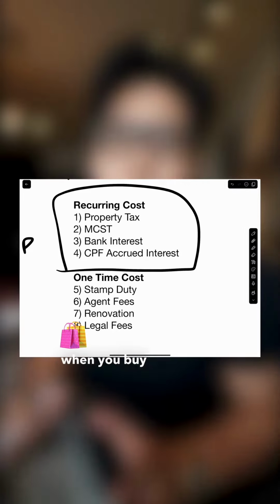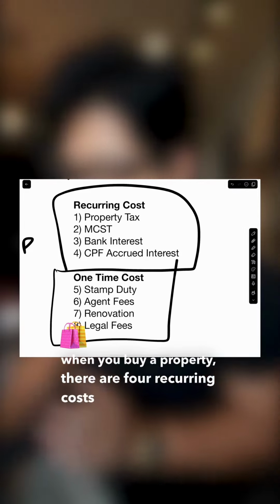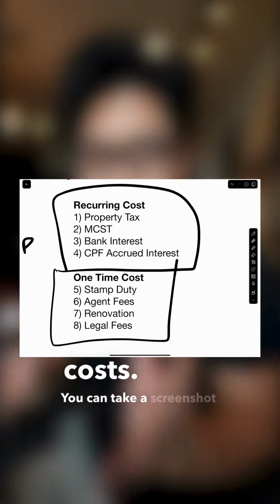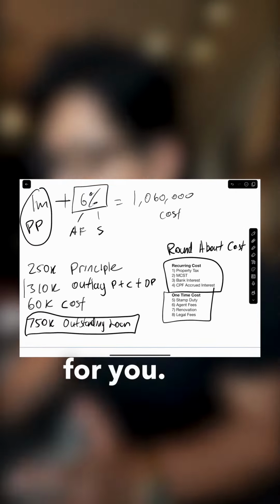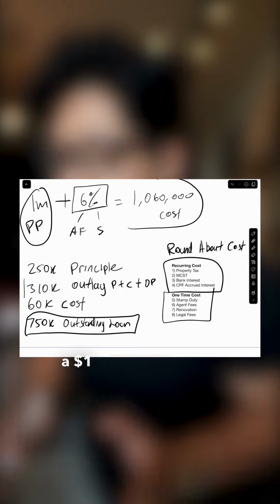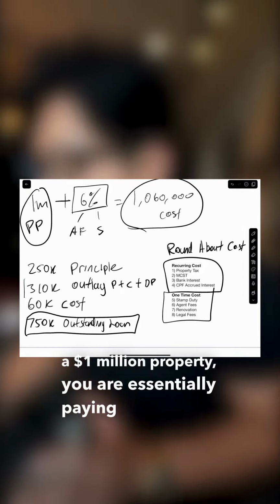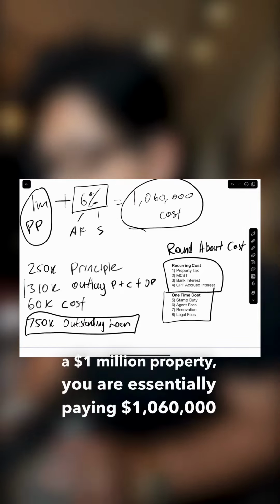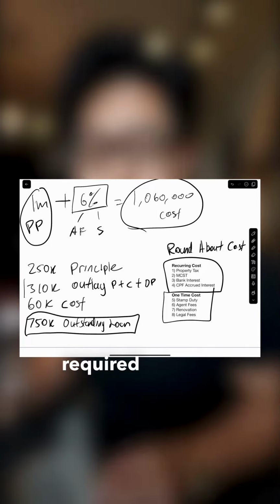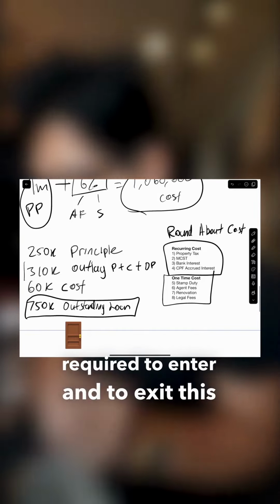So all in all, when you buy a property, there are 4 recurring costs and 4 one-time costs. You can take a screenshot if this is important for you. So very simply put, the moment you buy a $1 million property, you are essentially paying $1,060,000 because that is the cost required to enter and to exit this transaction.